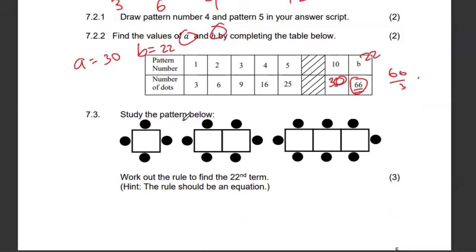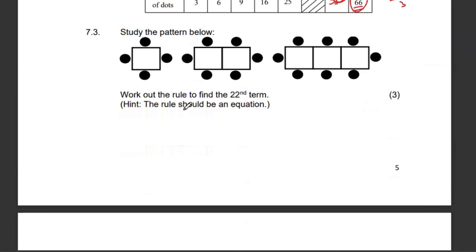All right, then 7.3, we have this pattern of the tables being arranged together, and then they want us to work out the rule to find the 22nd term. Hint, the rule should be an equation. So this question, I find it to be a little bit vague. What that means is we don't know whether the question is focusing on the number of tables or the number of people that can sit around the tables. But let's say we're focusing on the number of people.